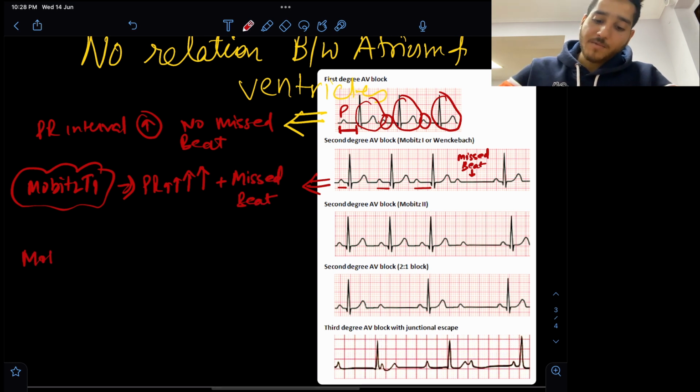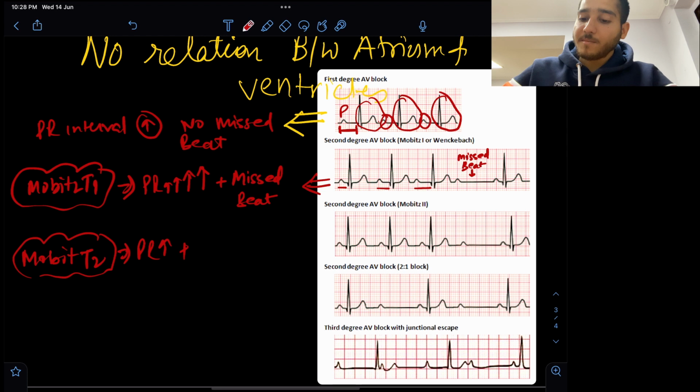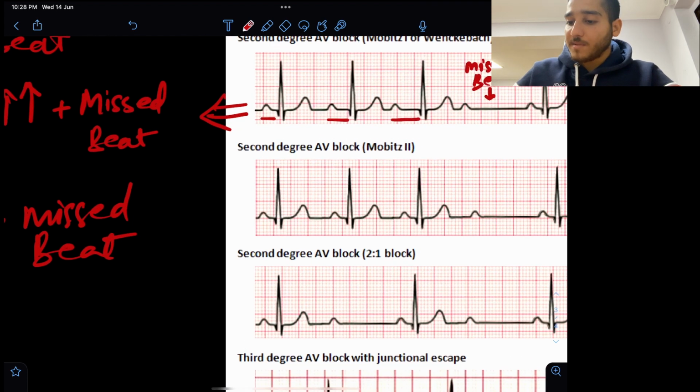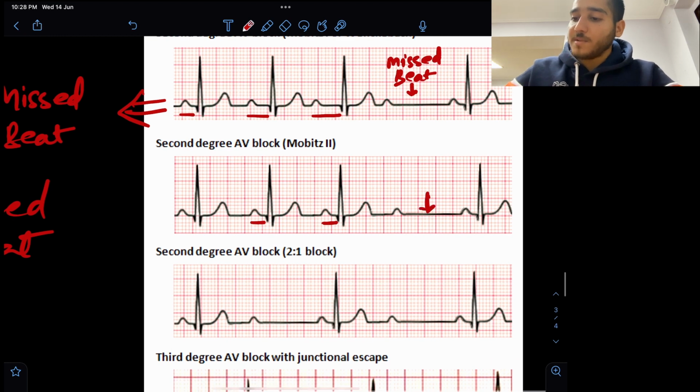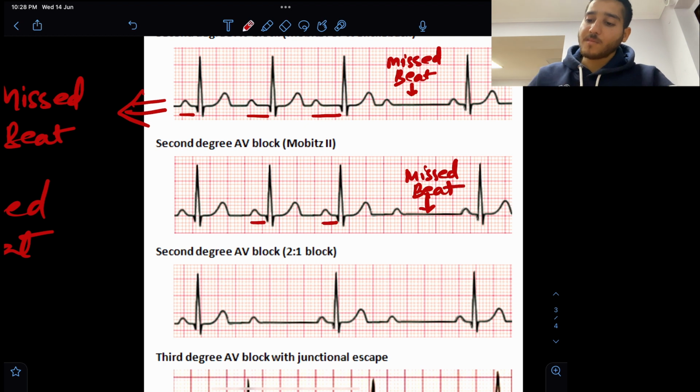In Mobitz type 2, there's increased PR and a missed beat can come at any place. Missed beat can come at any place. See, this PR is prolonged, this PR, and then comes a missed beat.